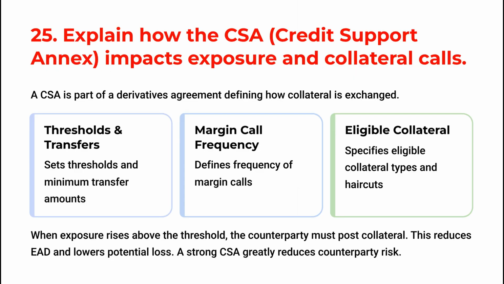Explain how the CSA, Credit Support Annex, impacts exposure and collateral calls. A CSA is part of a derivatives agreement defining how collateral is exchanged. It sets rules for thresholds, minimum transfer amounts, frequency of margin calls, eligible collateral types, haircuts. When exposure rises above the threshold, the counterparty must post collateral. This reduces EAD and lowers potential loss. A strong CSA greatly reduces counterparty risk.